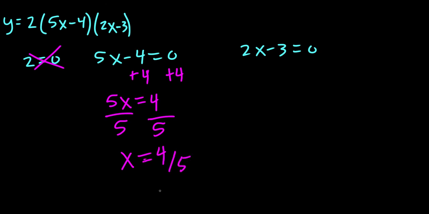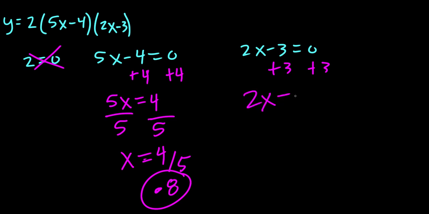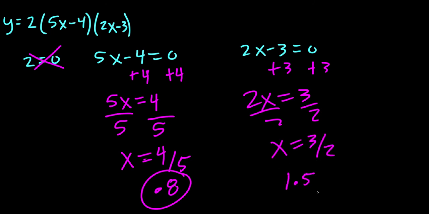which if we plug that into a calculator is 0.8. So this is what we're going to look for on the graph. And then we add 3 to both sides, divide by 2, divide by 2, x equals 3/2. If we plug that into a calculator, we get 1.5. And so on the graph, it should cross the x-axis at 0.8 and 1.5.